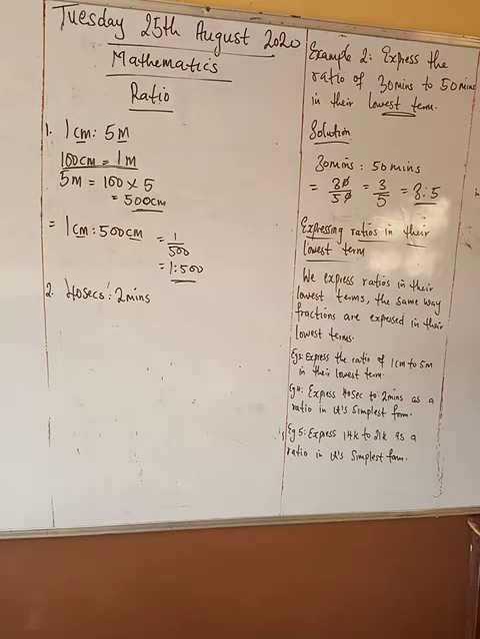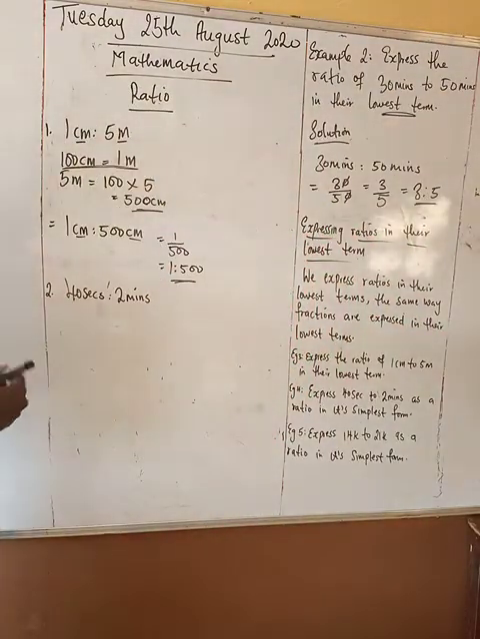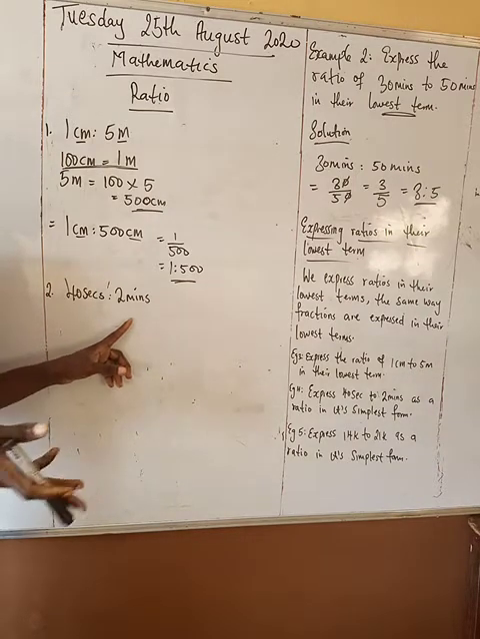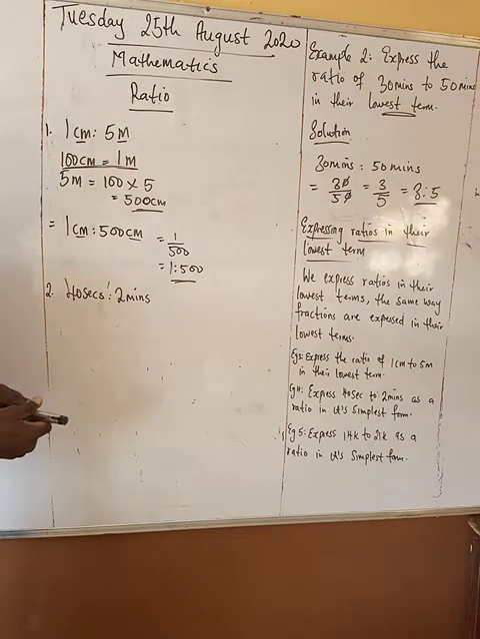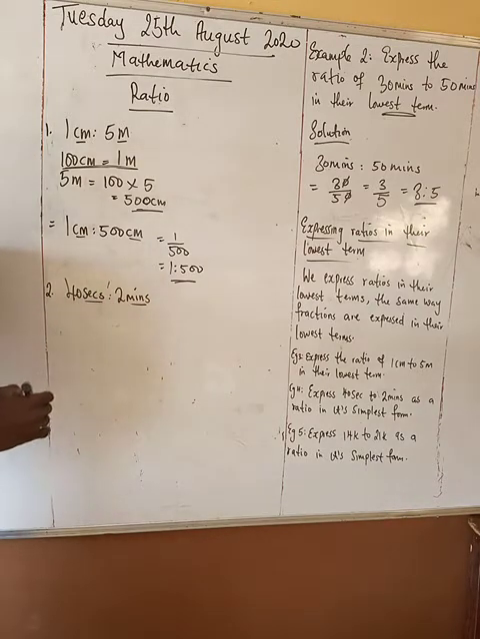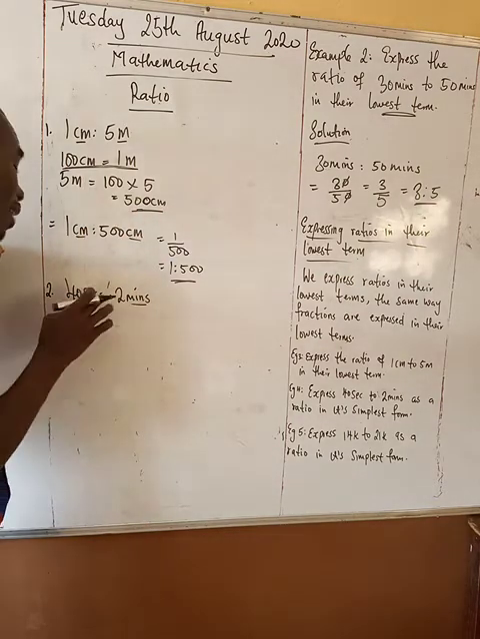So let's proceed. Now, they said we should express 40 seconds is to 2 minutes as a ratio in its lowest term. So what you have to do is first make both of them the same units. Now they are not the same units. Of course, they belong to the same family, which is time. But they are not the same unit because we have seconds and minutes.